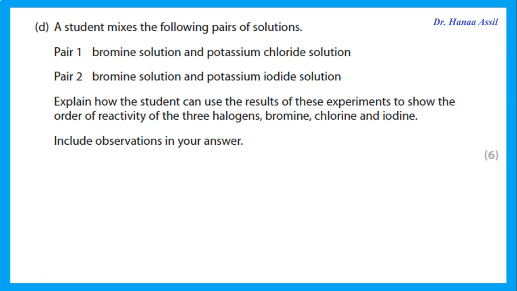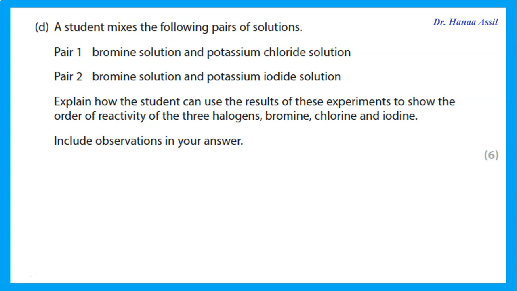A student mixes the following pairs of solutions. Pair 1, bromine solution and potassium chloride. Pair 2, bromine solution and potassium iodide. Explain how the student can use the results of these experiments to show the order of reactivity of the 3 halogens, bromine, chlorine, and iodine.